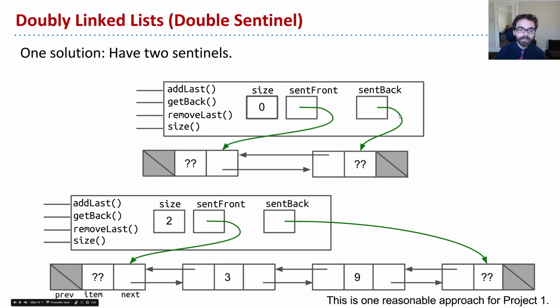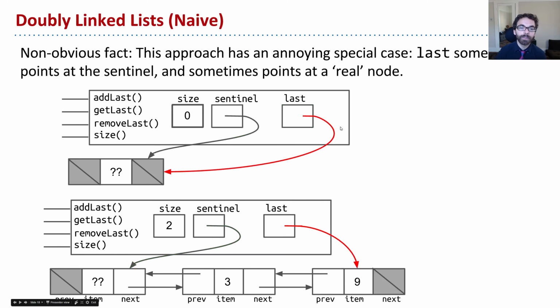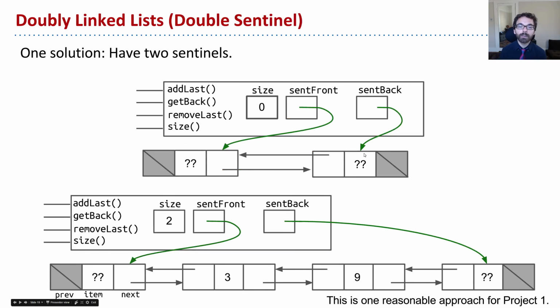So the empty list has a sentinel here at the front and a sentinel here at the back. And then as we add items to our list, we end up just slotting them in between the 2 sentinels. So this approach is nicer. It'll be much easier to code up than the naive approach, and it'll be equally powerful. And this is one approach you can use for project 1.